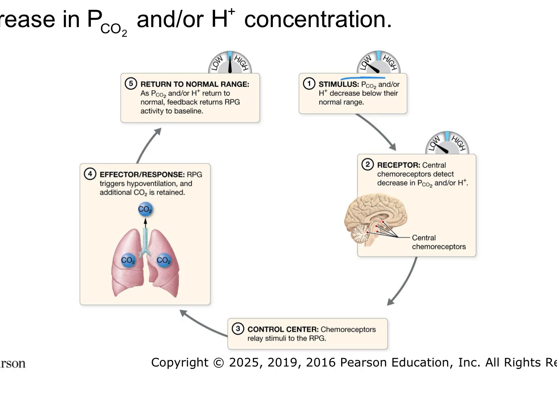If we have too low partial pressure of carbon dioxide or too low hydrogen ion concentrations, again, central chemoreceptors are going to detect this. They will then send a signal that is going to trigger a hypoventilation, a decrease in the ventilation rate. So you end up retaining carbon dioxide so we can return back to our normal level.